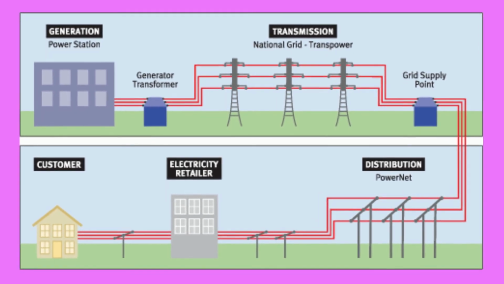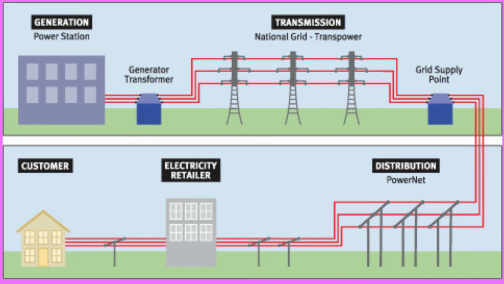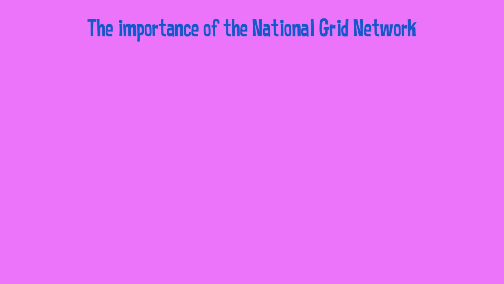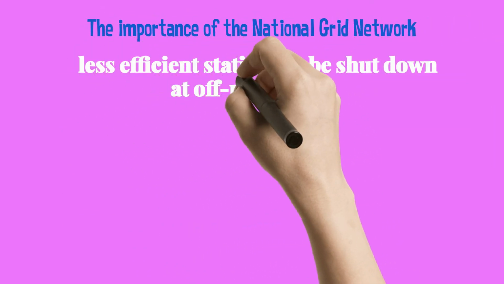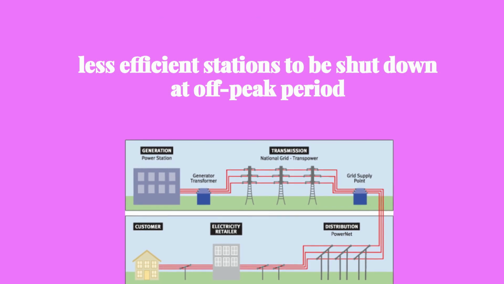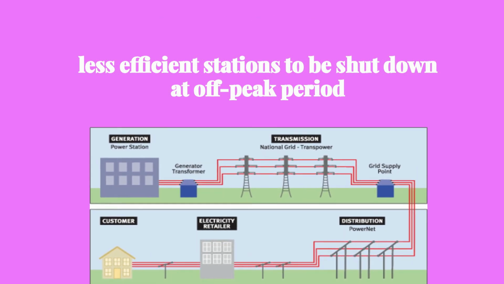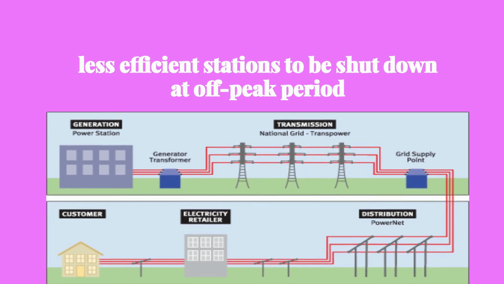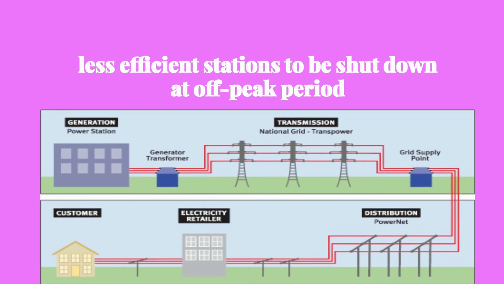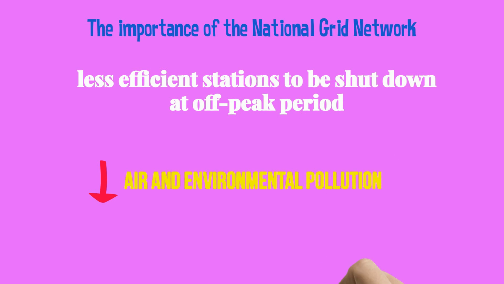If a particular station breaks down or is in shutdown for maintenance work, the other stations can supply electrical energy to the affected area. Moreover, the grid network also enables less efficient stations to be shut down at off-peak periods, thereby reducing the overall cost of generation and transmission. Lastly, the national grid network allows power stations to be located outside city limits so that air and environmental pollution can be reduced.